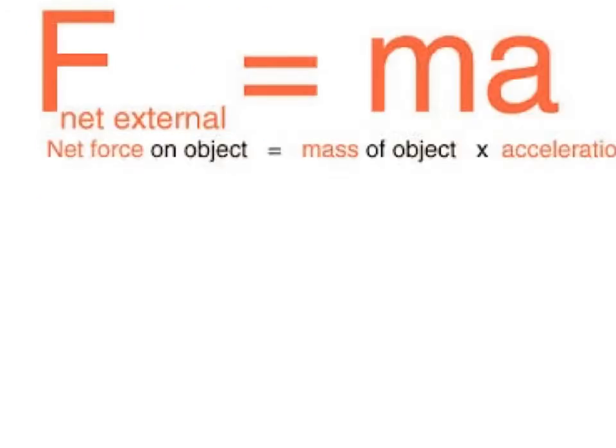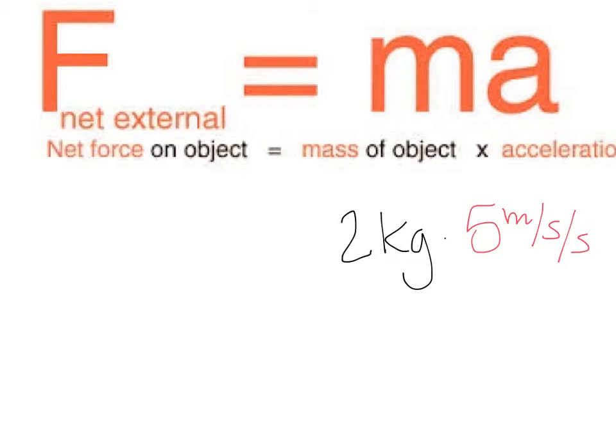This is what Newton's second law really looks like. It's a mathematical equation. Let's put in some numbers to see how it works. Let's say you have a mass of 2 kilograms and you have an acceleration of 5 meters per second squared. What will the net force be? What net force was put on this object to get that acceleration?